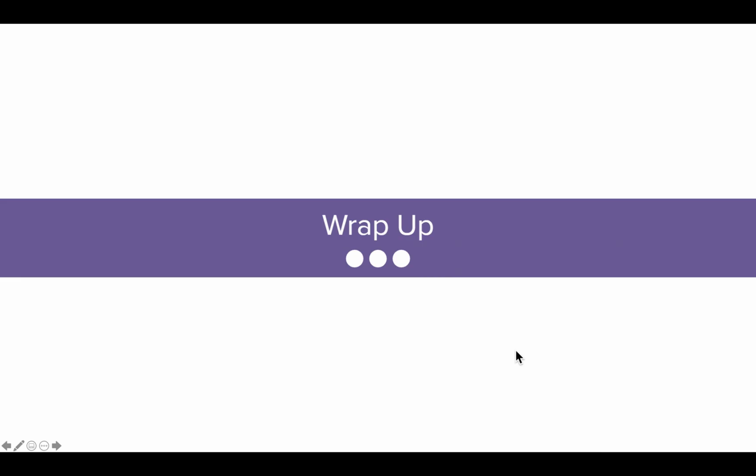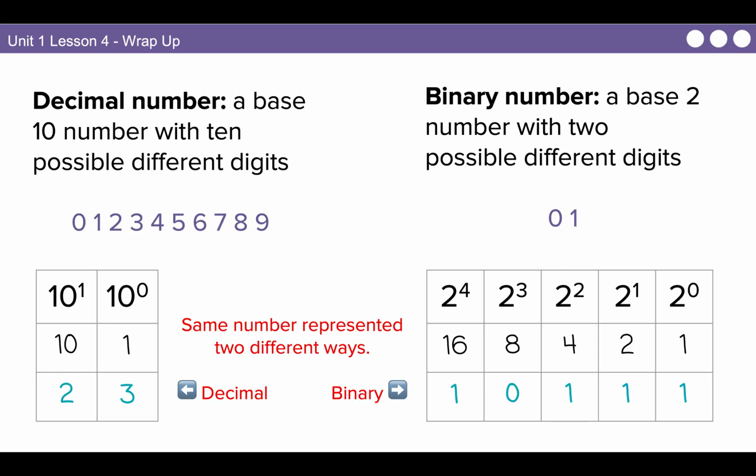Okay, so hopefully you enjoyed playing with binary there, and this is proving interesting for you. Today's wrap-up. We know a decimal number is a base 10 number with 10 possible different digits, 0 through 9. A binary number is a base 2 number with 2 possible digits, 0 and 1.